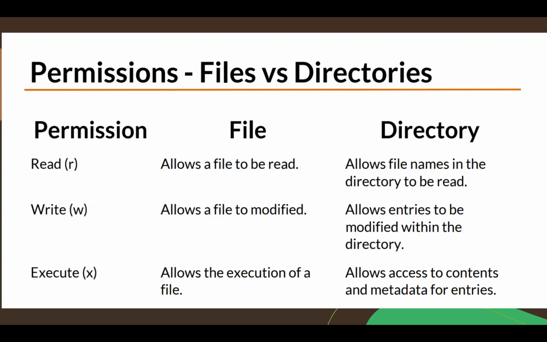Read, write, and execute are fairly self-explanatory when they are applied to files. However, they have a slightly different meaning when they are applied to directories. For example, when read permission is applied to a directory, that means you can see the files in the directory. If you don't have read permission to a directory, you will not be able to see the directory contents, right? The write permission, when applied to directories, allows entries to be modified within the directory, so you can edit files that are in the directory. The execute permission gives you the ability to see metadata about the files that are in the directory.